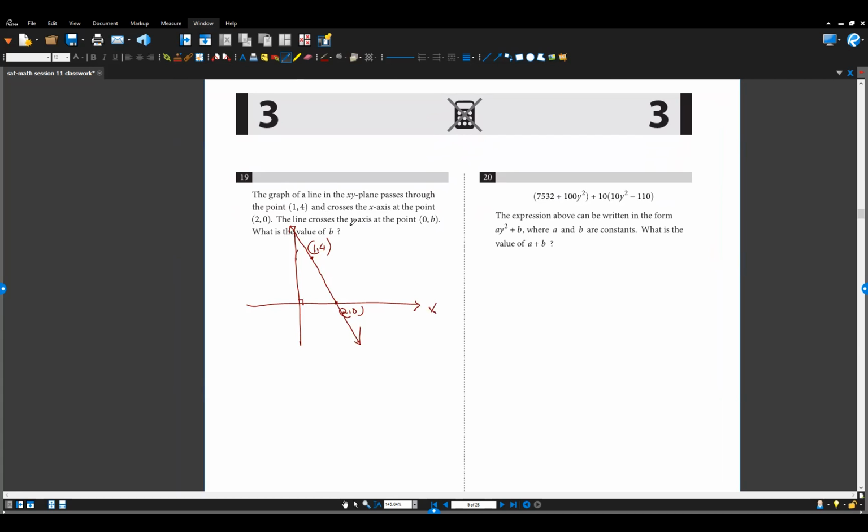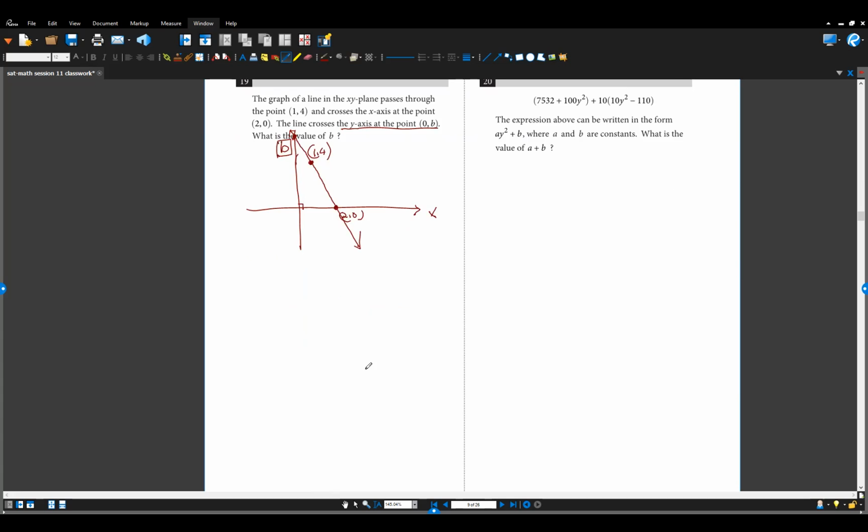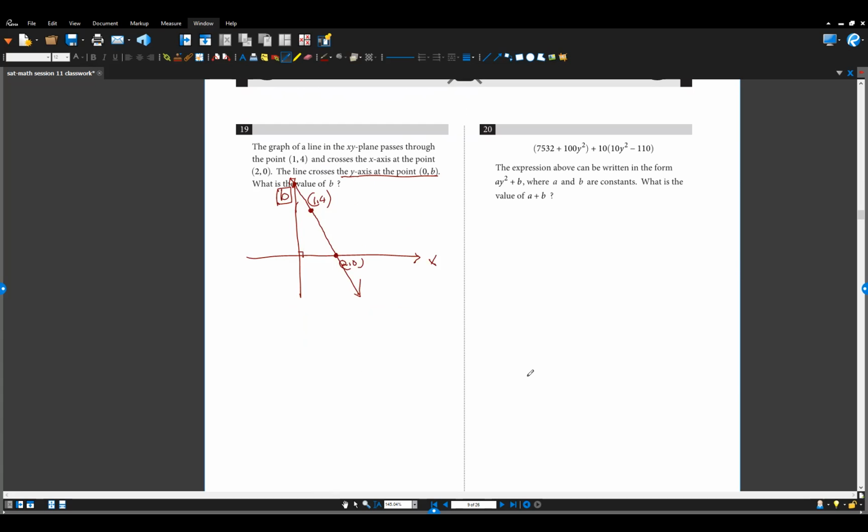Now the line crosses the x-axis over here. This point is B. What is the y-intercept? There are several different ways to find the y-intercept. Maybe you can use the slope-intercept form. That is better. Yes, that is.